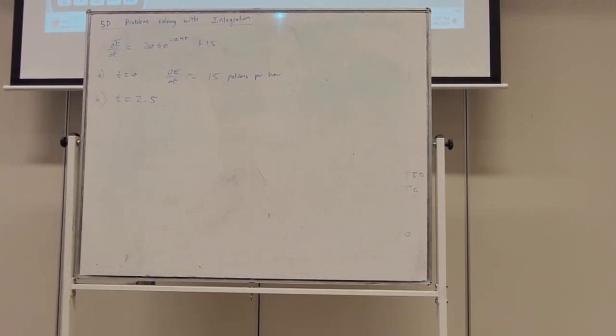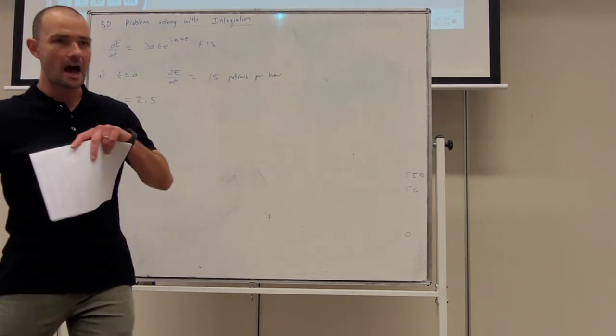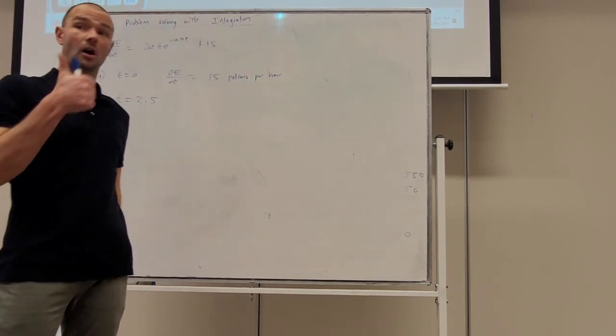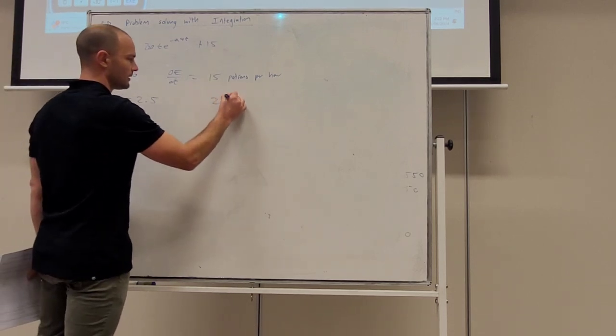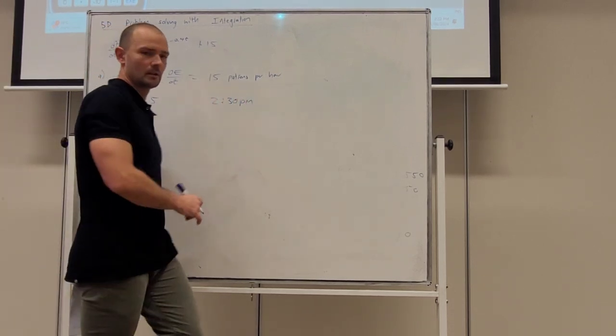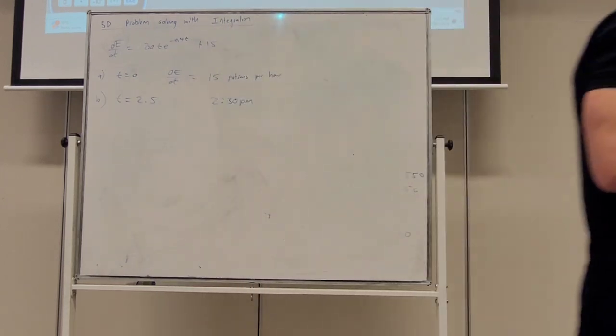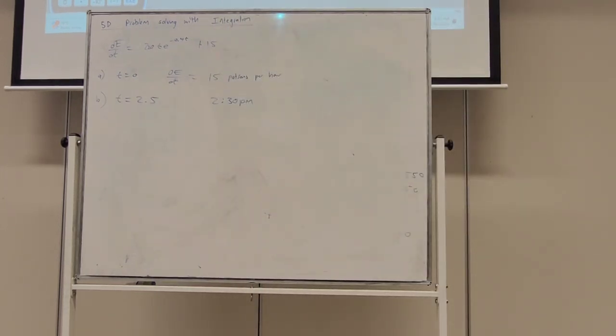Okay, let's answer that in the context of the problem. 2.5 hours after 12 noon. Remember, when time is 0, that corresponds with 12 noon. So that's 2:30 p.m. post midday. Okay. The model here implies that patrons continuously entered the venue.